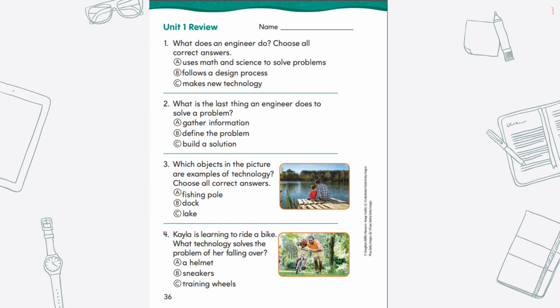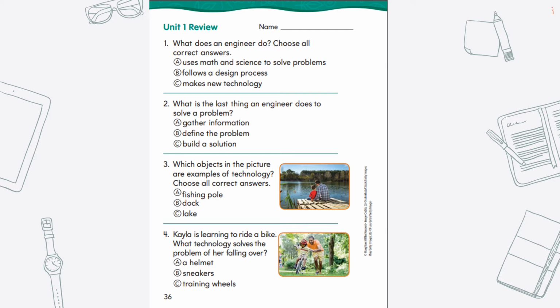Let's look at question 1. What does an engineer do? Choose all the correct answers. Is it A. Uses math and science to solve problems, B. Follows a design process, or C. Makes a new technology? So, do you think it's one of these options, or do you think all the three options are correct? What do you think? Let's take a while for you to think.